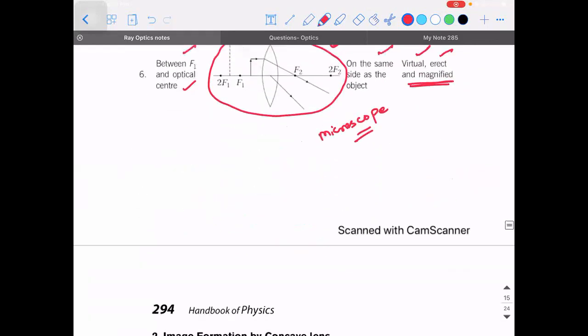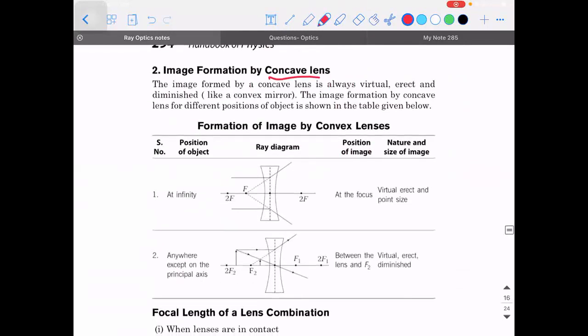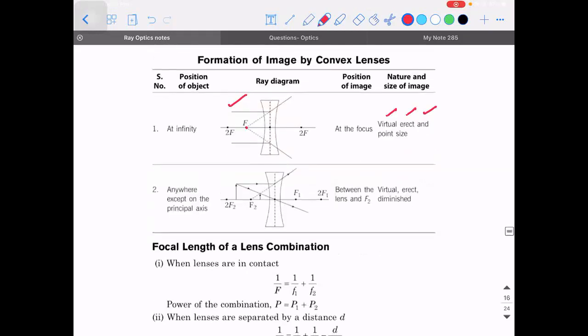All these points you know. So, image formation by concave lens. What will happen when you place the object at infinity? The image is formed at focus. It is virtual, erect, and point size. You place it anywhere except the principal focus, it is not axis, it is principal focus. Then the image is formed between the lens and f2, and it is virtual, erect, and it is always diminished. Wherever you place, it is always diminished.